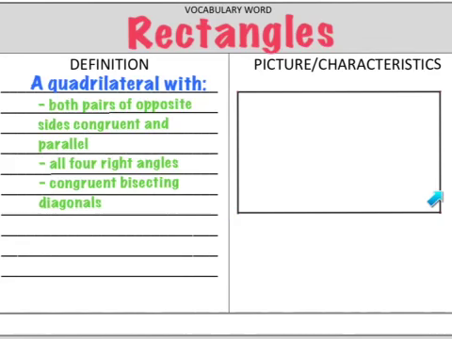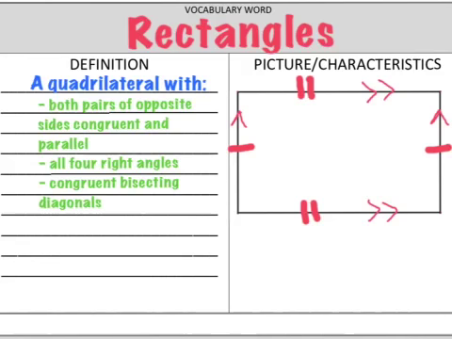So just like before, we need to label all of that. So both sides are congruent. We can go like this. And then we know that both sides are parallel, so we need to put the arrows that show that those two sides are parallel, and these two sides are parallel. So they're never going to touch, just like the parallelogram.